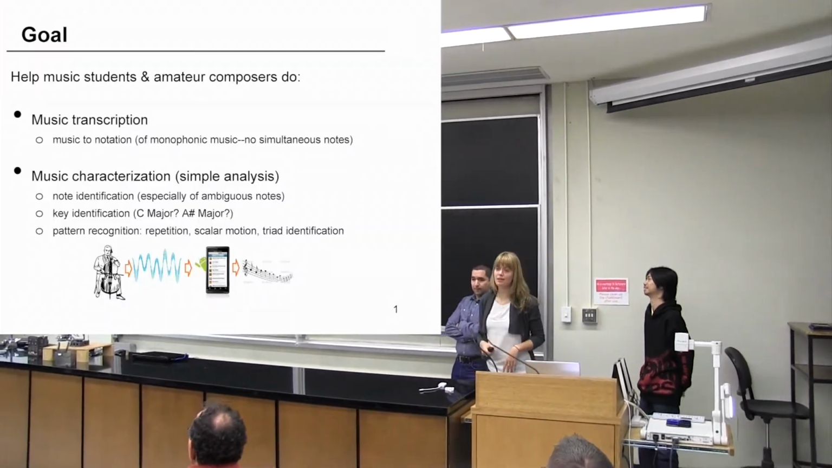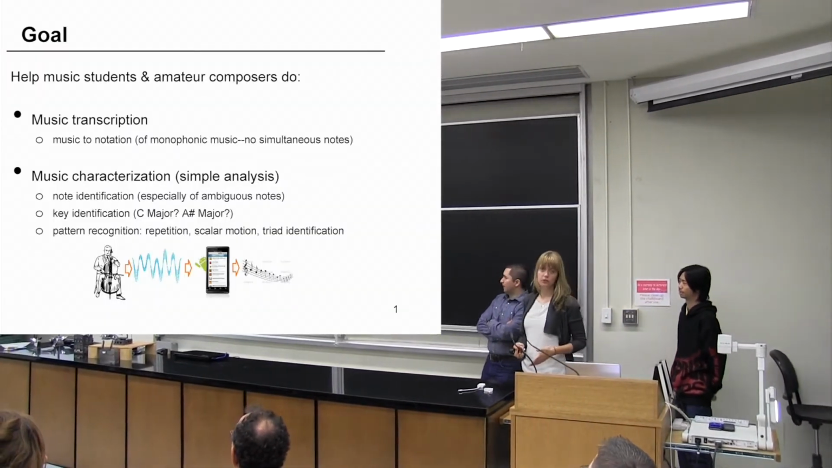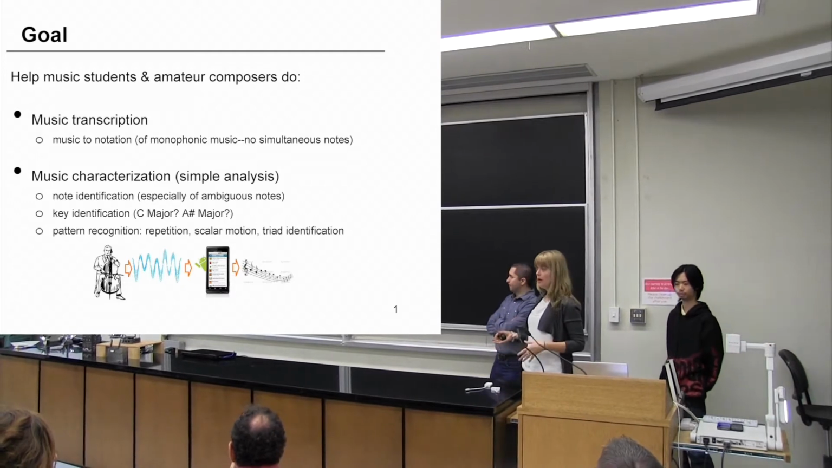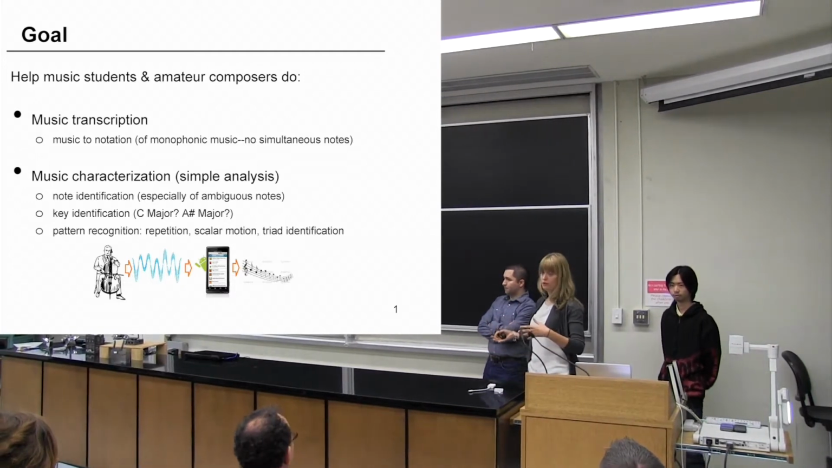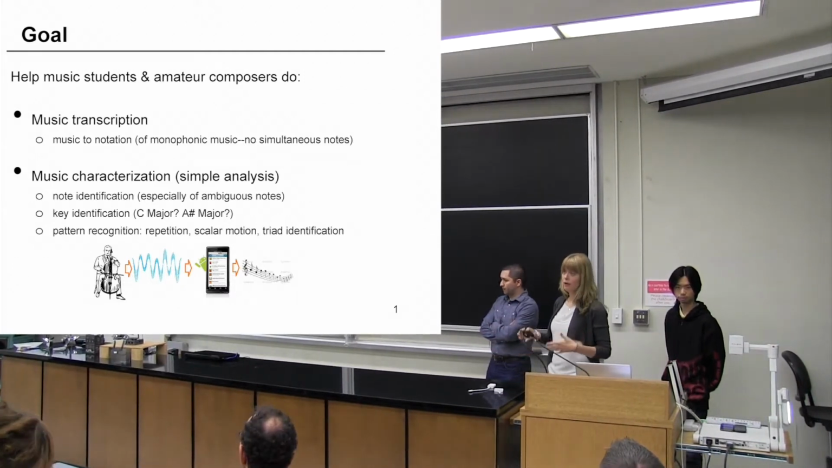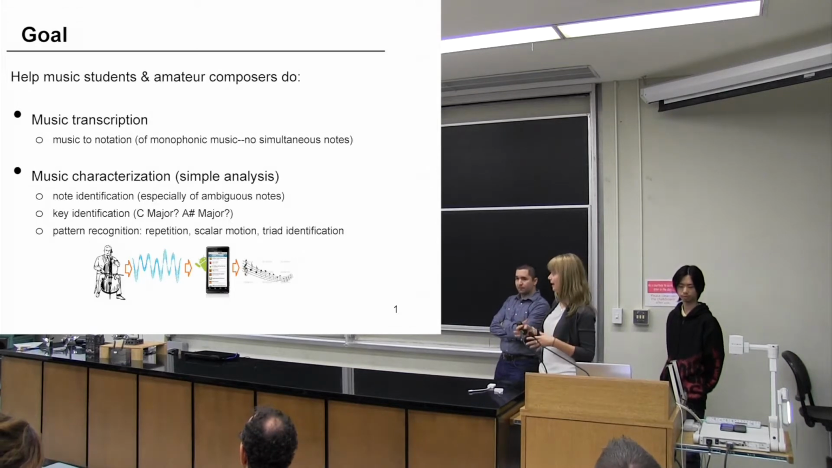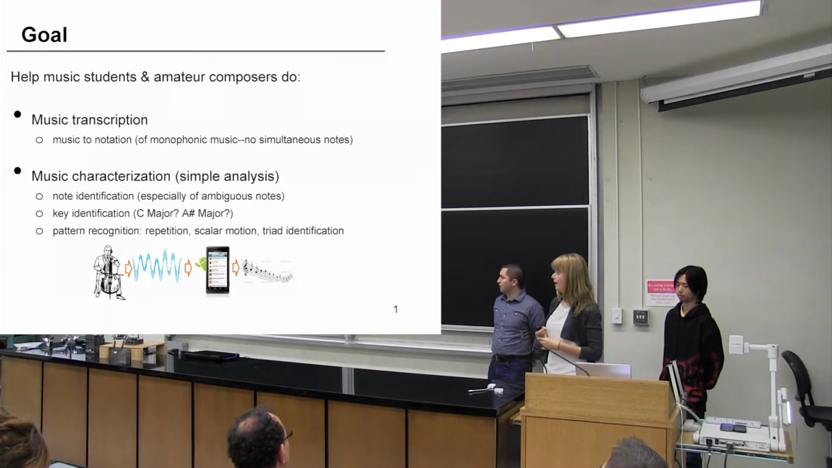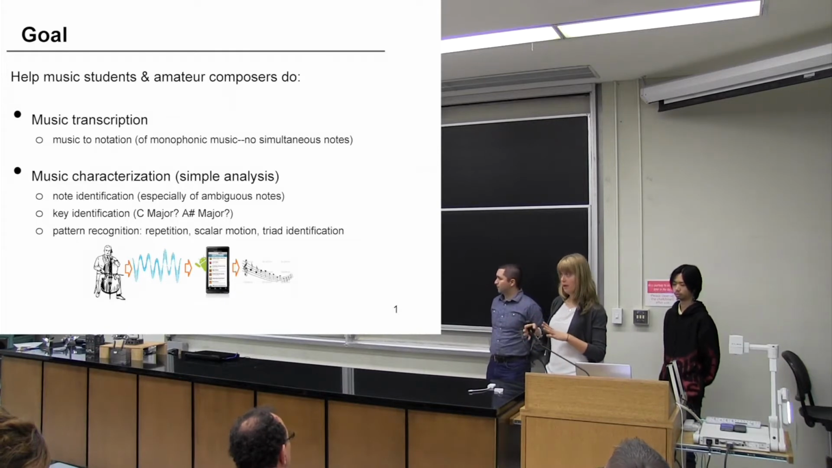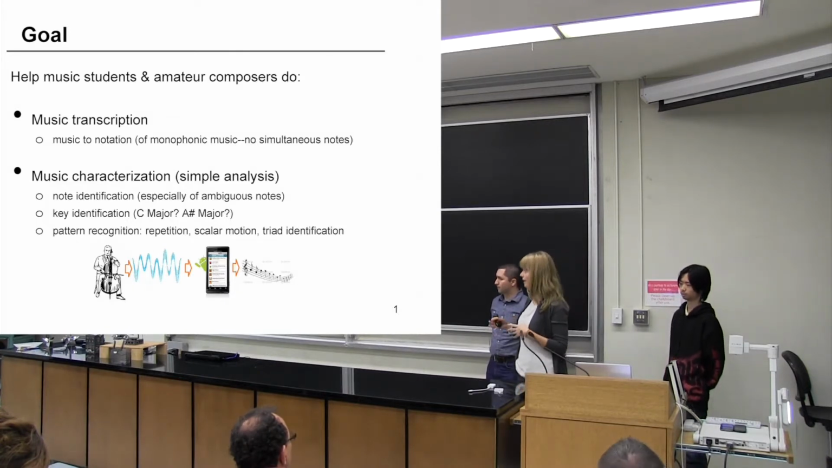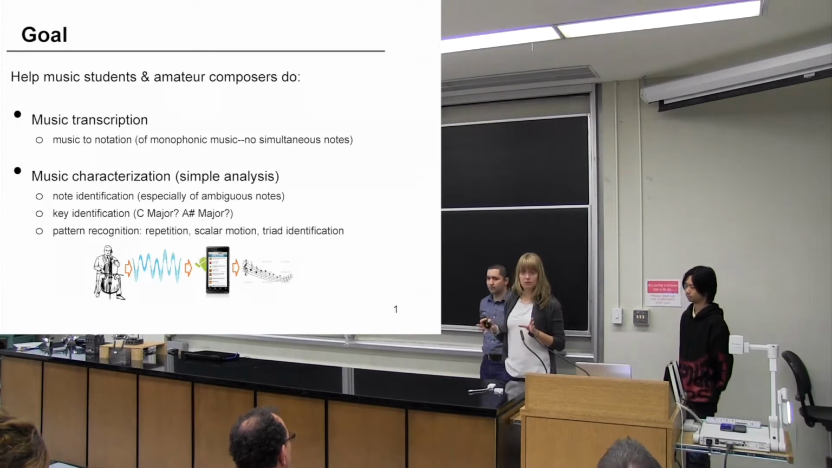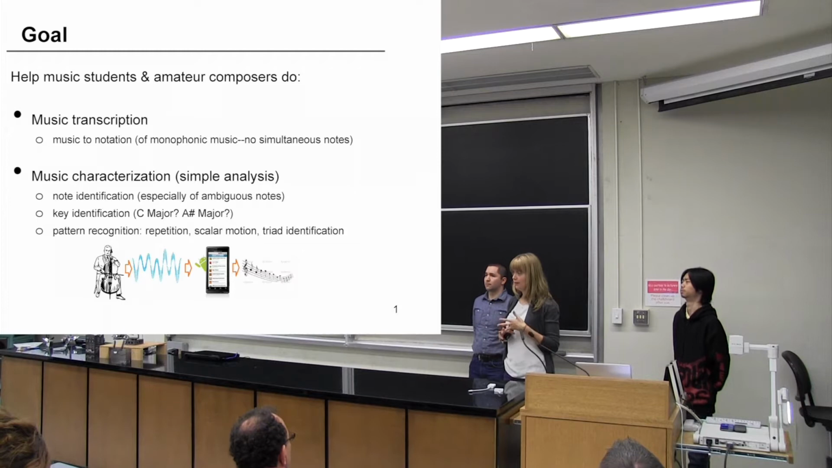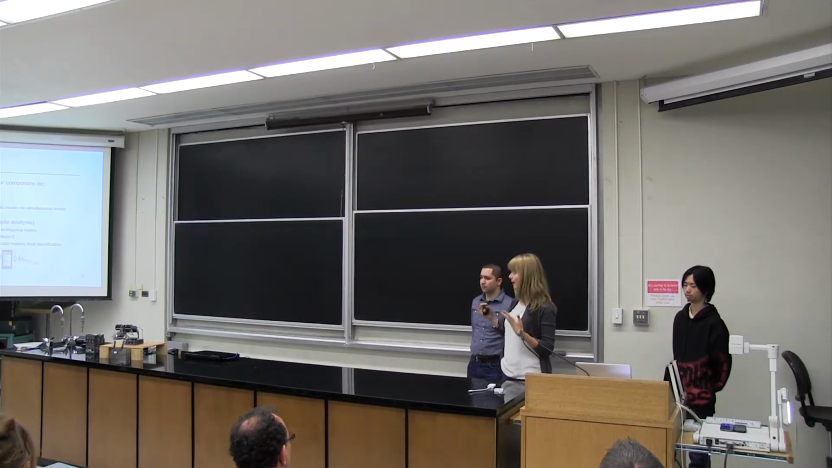The goal of our app is to be a music transcriber. In short, we want to do what speech-to-text software does. We want to do music-to-notation. We are able to notate melodies, without simultaneous notes, just one note at a time. After the melody is notated, the app can identify key melodic features, like repetition, motives, or scale of motion.